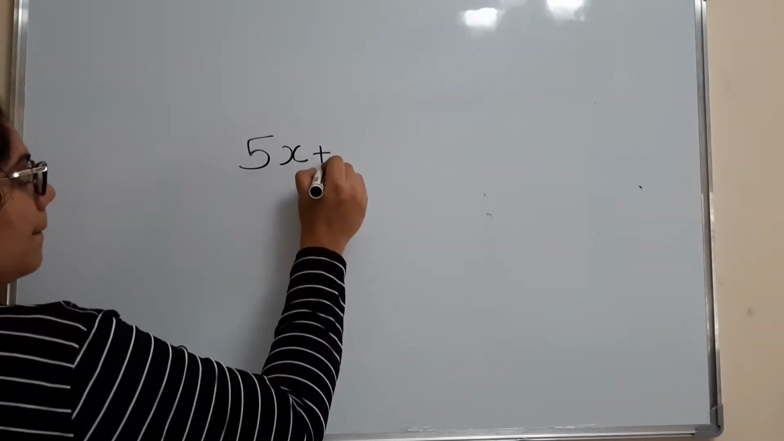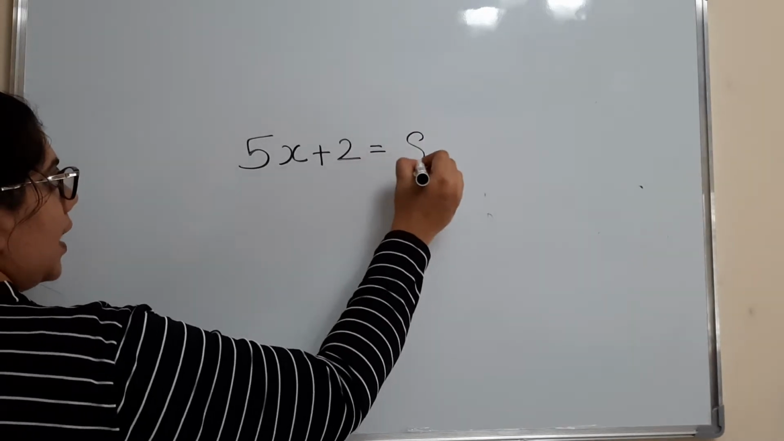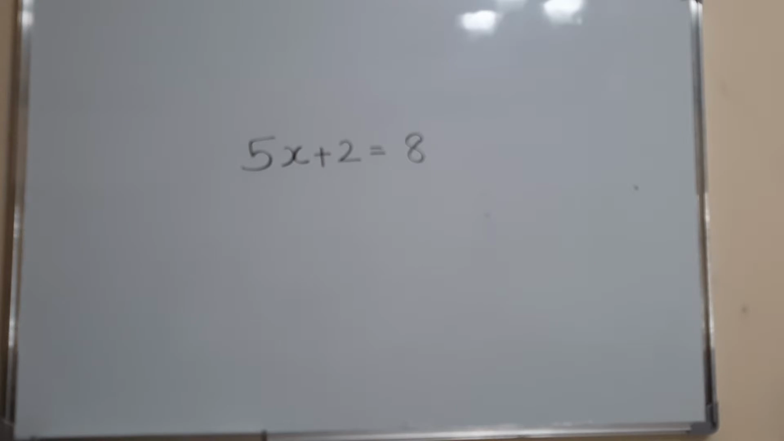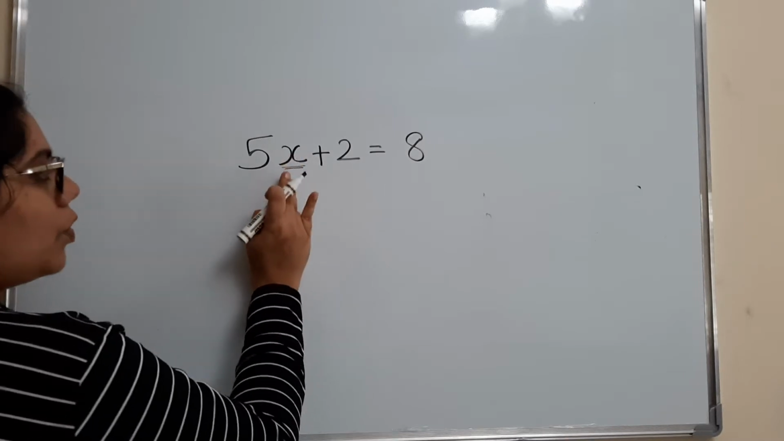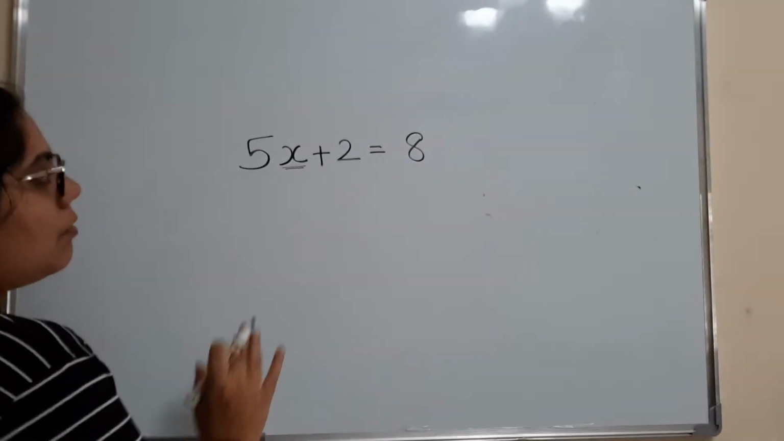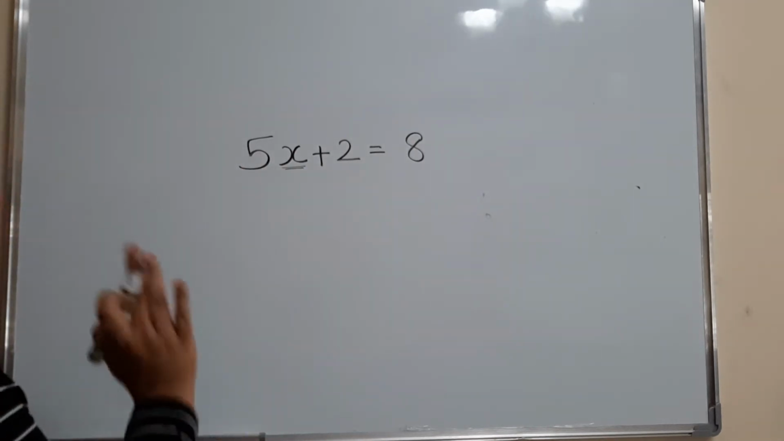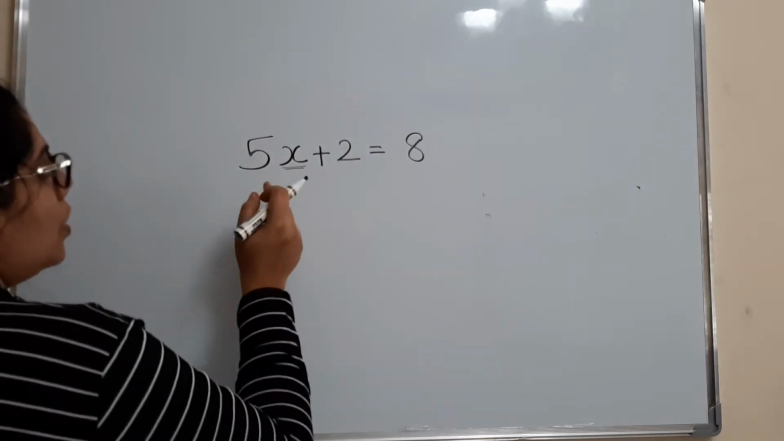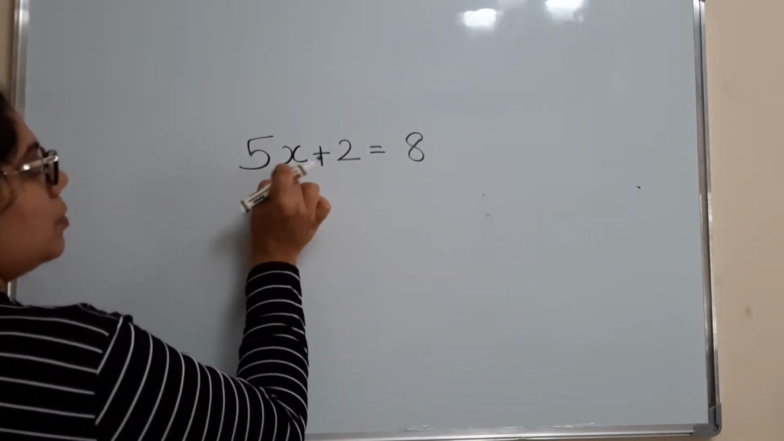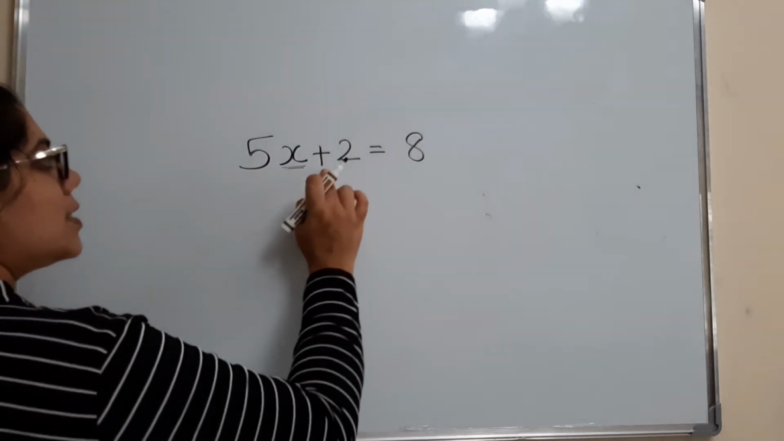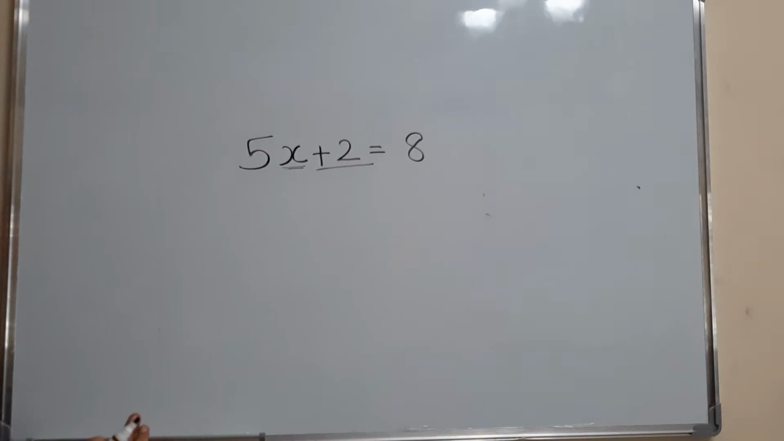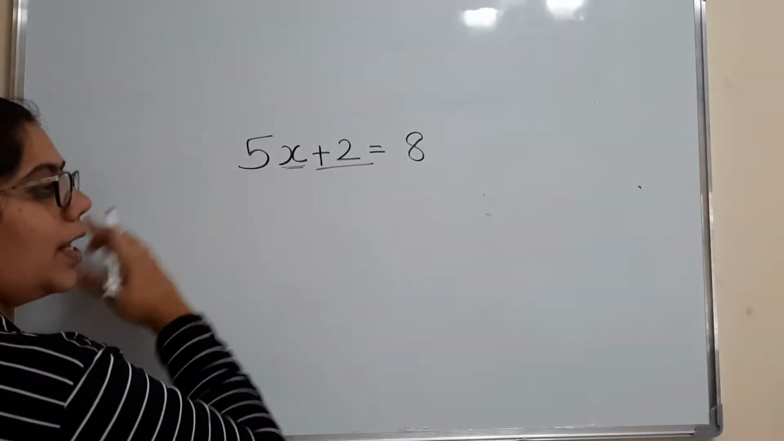So first I will take a simple linear equation: 5x plus 2 equals 8. Think like this: I want to find the value of x. For that I want to make x alone. What will I do to make x alone? First, 5 into x. Multiplication is closer to x than the addition, so it is easier to eliminate the addition factor first. This plus 2 I will eliminate first, so I can get this 5 alone, and I can eliminate it easily after that.